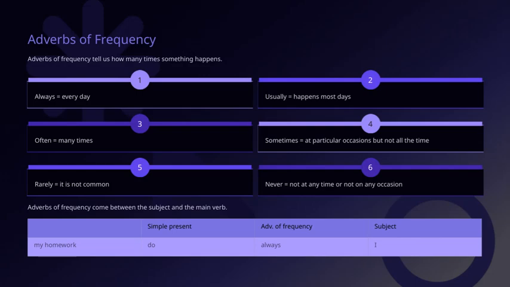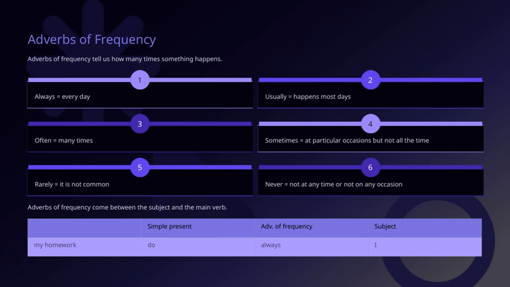Now let's look at adverbs of frequency and how they help us describe how often we do things. On this slide, you'll see a table that connects these adverbs with the simple present tense, the subject, and the main verb. First, we have never, which means not at any time or not on any occasion. For example, I never eat breakfast late. Next, sometimes refers to occasions that happen but not all the time, like I sometimes go for a walk in the evening. Then there's usually, which indicates something that happens most days.